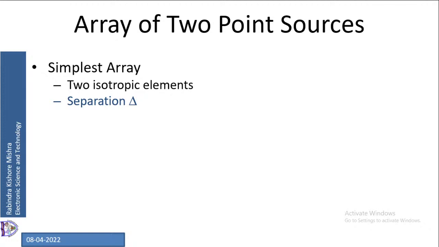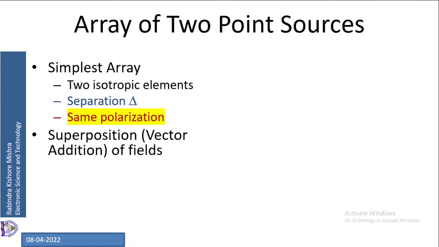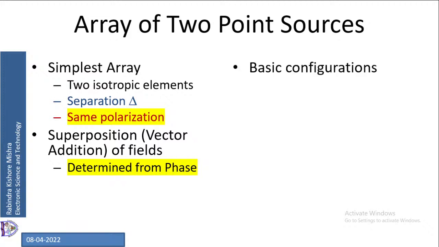The separation between the elements is delta, and both elements have the same polarization. So either linear polarized or circular, left circularly polarized or right circularly polarized, but same polarization. Polarization does not change. So this is the first condition: two elements separated by an amount delta, and having the same polarization. Then we will consider the superposition of fields. Superposition of fields is obtained by vector addition. So this is determined from the phase of the field from each element.